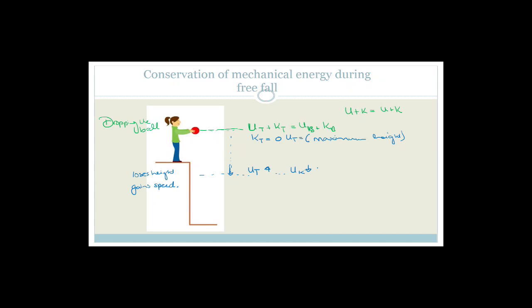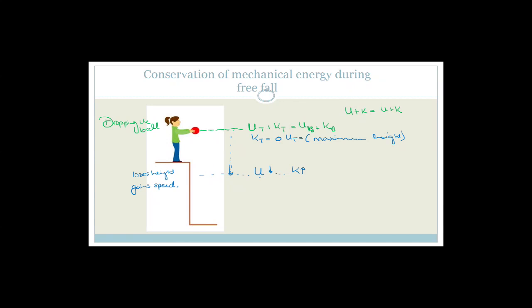What have I just done? I've said it the wrong way around. Sorry. Let's rearrange that. We can say that the U, the potential energy, is going to get smaller, but the kinetic energy is going to get bigger. Okay? And that's what's happening.